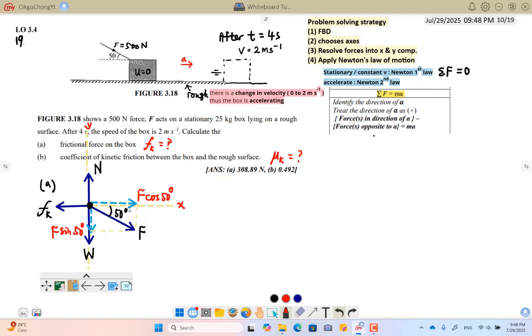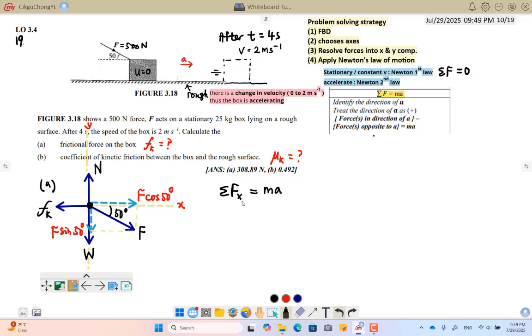After I have broken down all the forces into their components, now I'm going to apply Newton's law in order to calculate the frictional force on the box. Since this object is accelerating, there is a change in velocity. So I'm going to apply Newton's second law, summation force equal to ma. The object is accelerating along the x-axis, so I'm going to have summation force along the x-axis equal to ma.